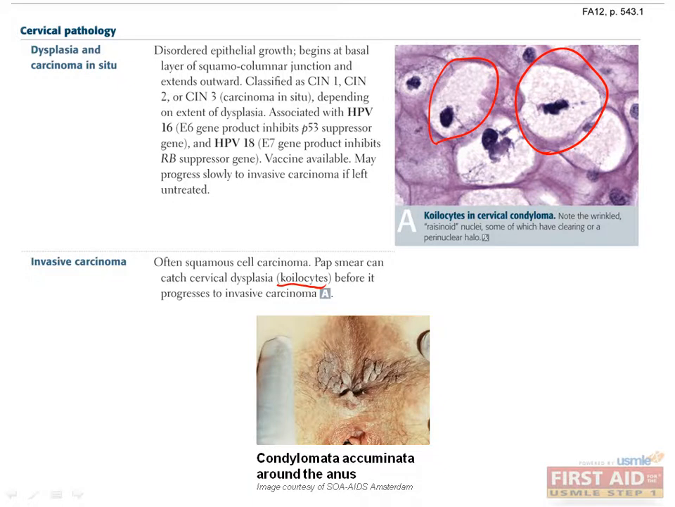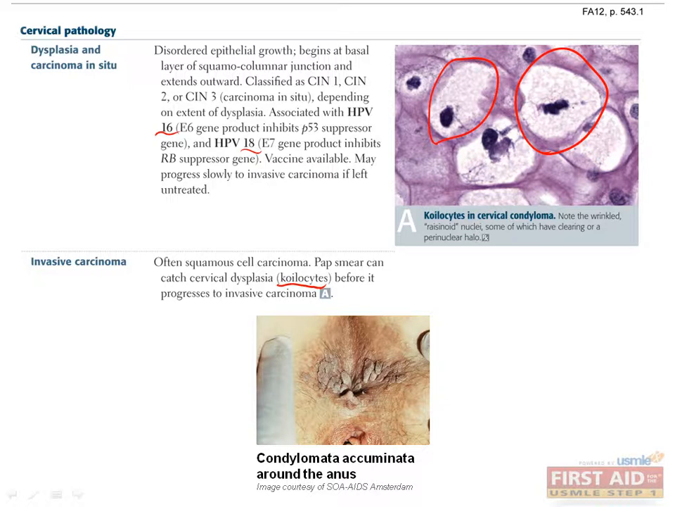Certain strains of HPV, notably 16 and 18, are responsible for 70% of all cervical cancers, whereas HPV 6 and 11 cause 90% of all benign genital warts and condyloma acuminata. So if you get a patient with HPV 6 or 11 infection, you go down a much different treatment path.